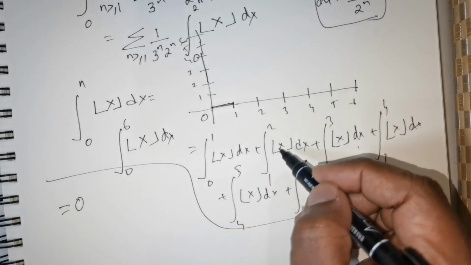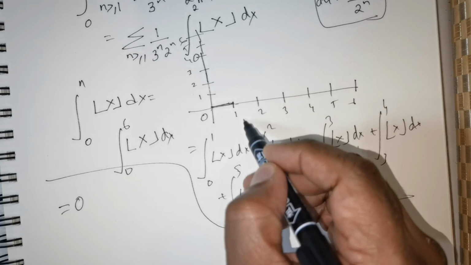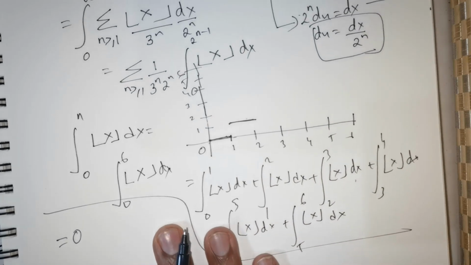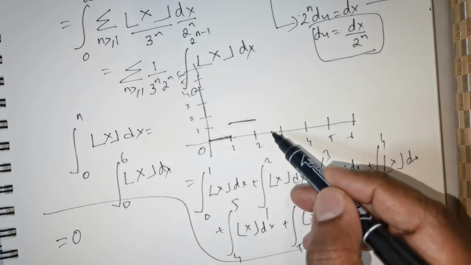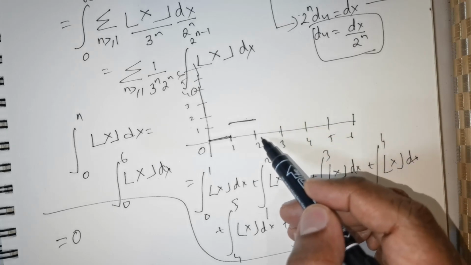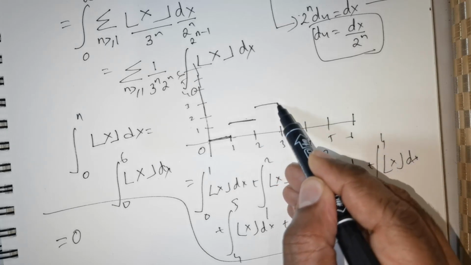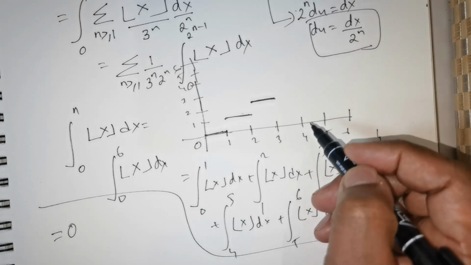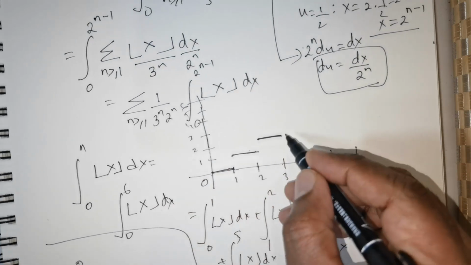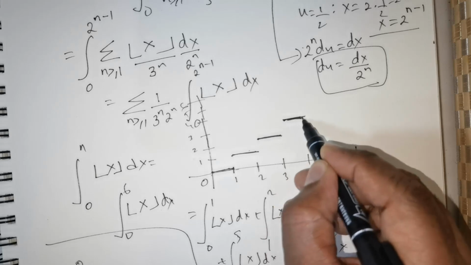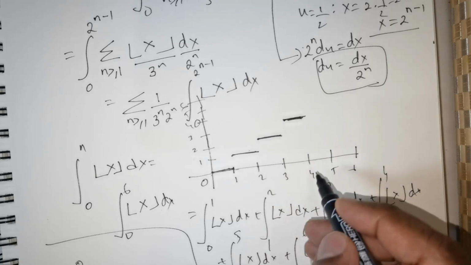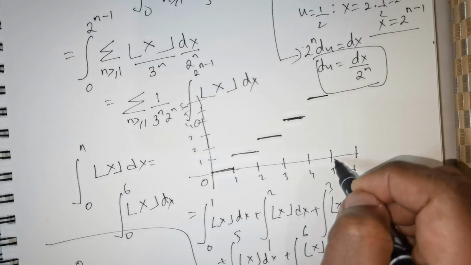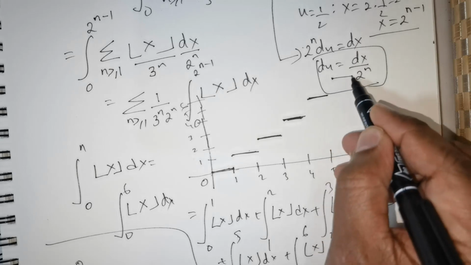Now, for all values of x lying between 1 and 2, what exactly is the floor of x in this case? That's going to be 1, right? For all values of x lying between 2 and 3, what's the floor of x? That's going to be 2. Okay, moving on. For all values of x lying between 3 and 4, the floor is going to be 3. And for all values of x lying between 4 and 5, the floor of x is going to be 4. And between 5 and 6, the floor is going to be 5.